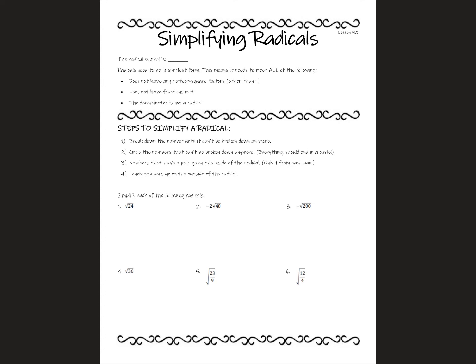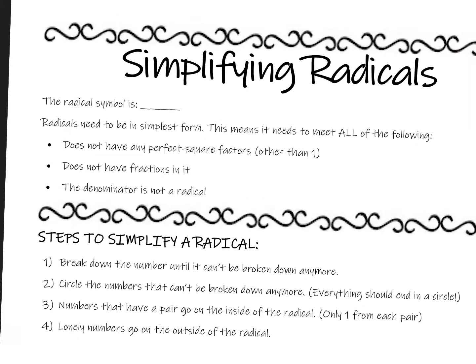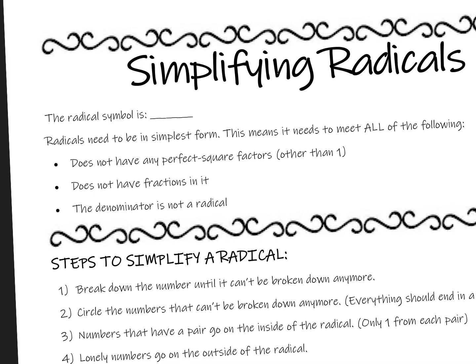What we're going to be talking about today is lesson 9.0. We're talking about simplifying radicals. So the radical symbol is the square root symbol. That's how we've taught it to you. It is that little house thingy.